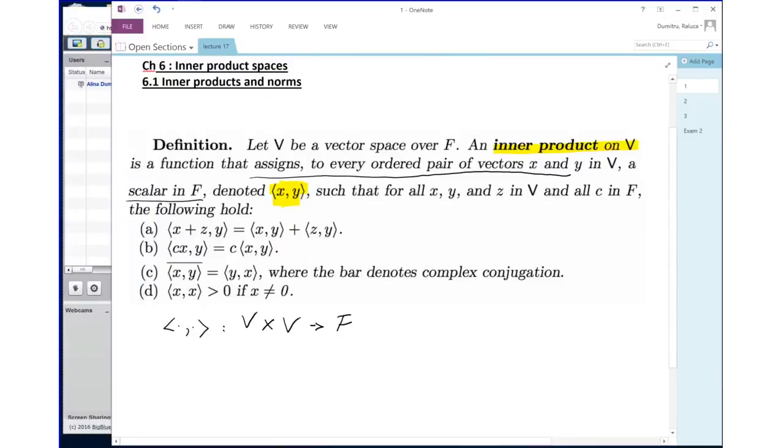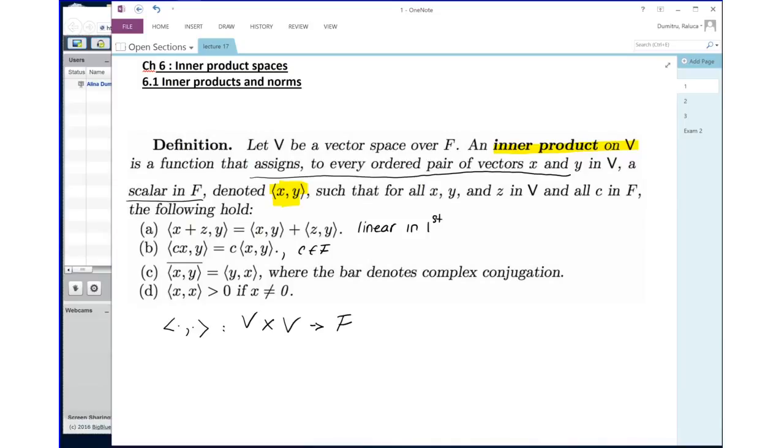You need this map to be linear in the first argument. So if you have x plus z in the first entry, comma y, this is the same as the inner product between x and y plus the inner product between z and y. Also, still linear in the first, it behaves well with respect to scalars. So c is something in F. So you can pull out the scalar from the first entry of the inner product.